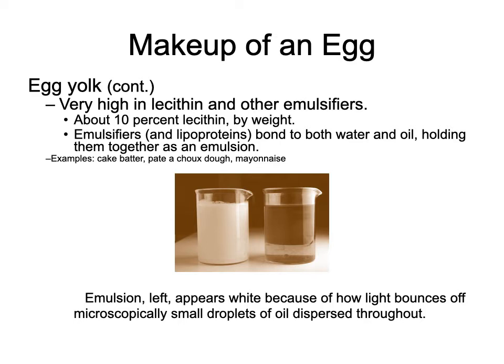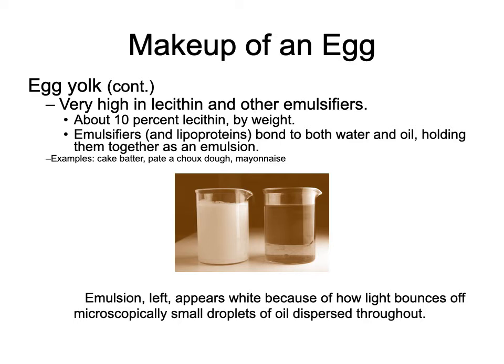Another example is pâte à choux dough. When we make pâte à choux, we are making something with a large amount of fat and a large amount of water. How do you get those two to play nice together? We start working eggs into the pâte à choux. The dough is then held together as a stable emulsion, and it stays that way until it's baked. Mayonnaise is another good example where we're getting a large amount of fat to absorb into a small amount of liquid, and the egg yolks are what make that happen.